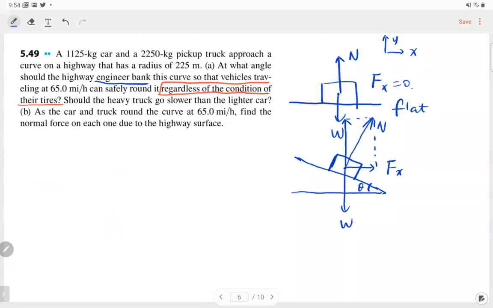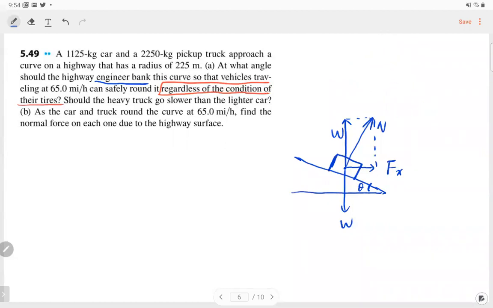Okay, then let's calculate the angle. From this diagram we have the net force in the horizontal, Fx, and this will provide the force for centripetal motion. The circular motion will equal Ma. And for a, we know the linear velocity, so this will be equal to M times V squared over R. This is centripetal acceleration depending on the linear velocity.